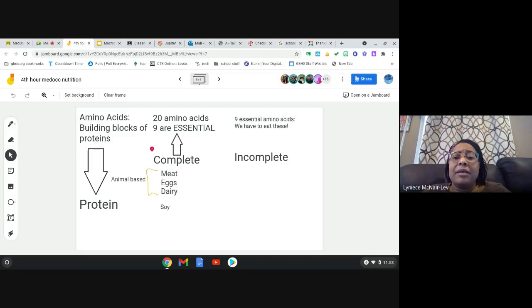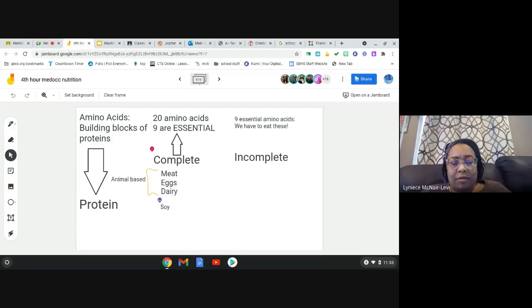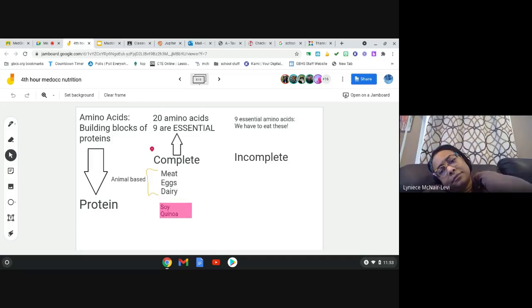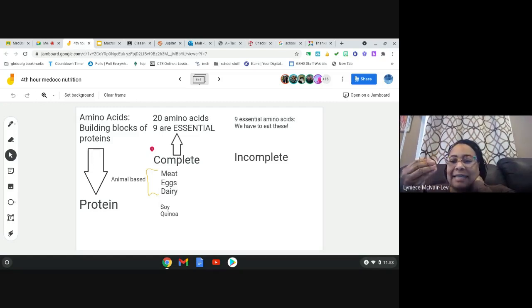The other plant-based complete protein is quinoa. I don't know if you guys know what that is. It's like a grain. They're like little teeny tiny, floury, grainy seeds, and they are also a complete protein. Those are primarily our only things that are going to be complete proteins that are plant-based.